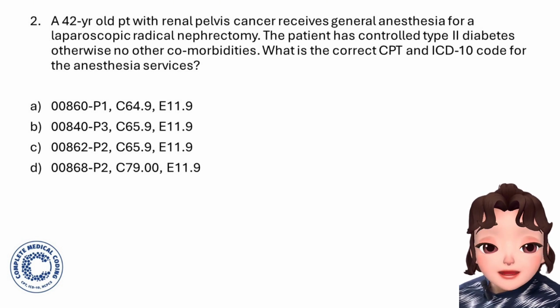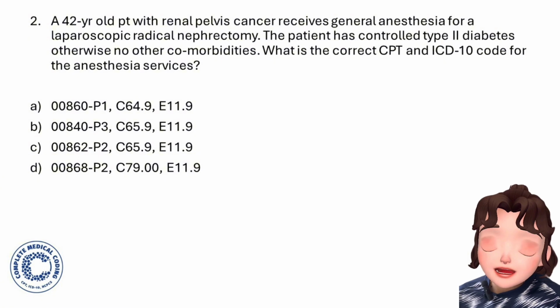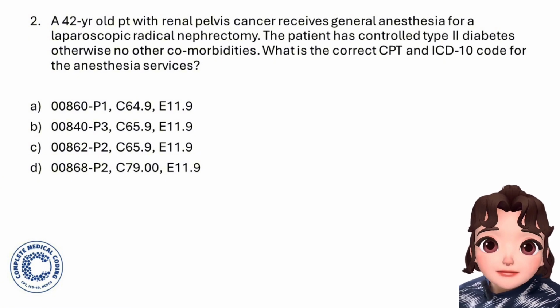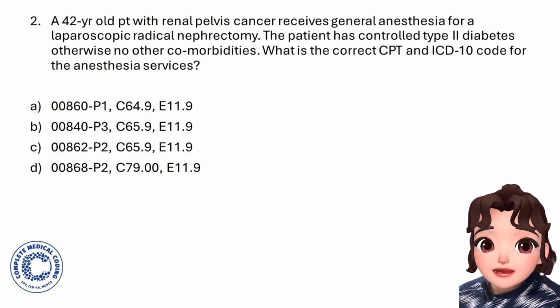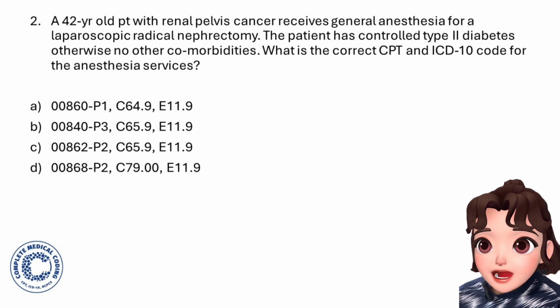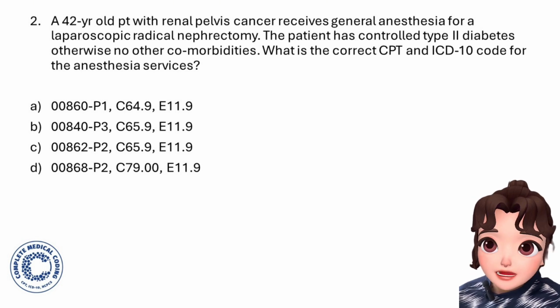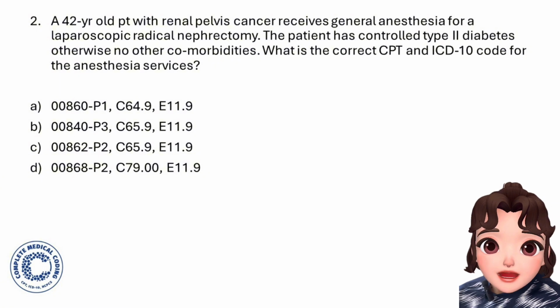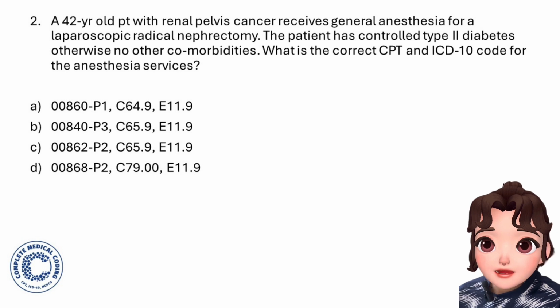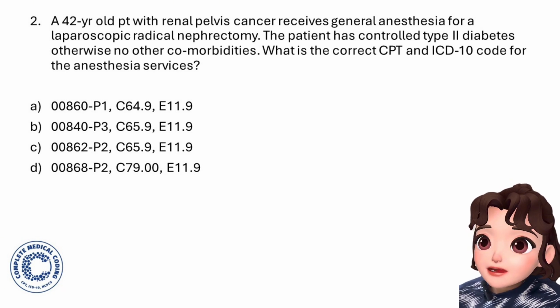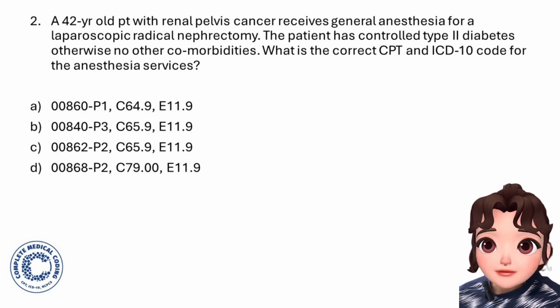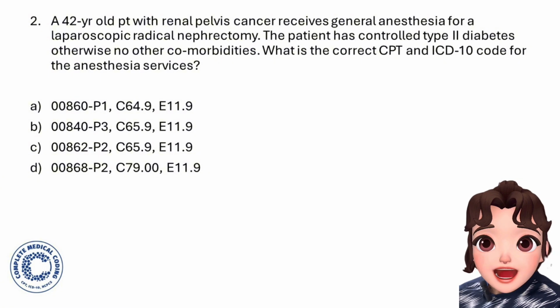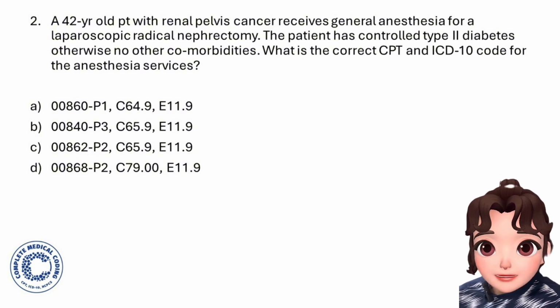Now what does P3 represent? Severe systemic disease. This is not a severe systemic disease, because patient is having type 2 diabetes controlled and no other comorbidities. It's clearly mentioned there, no other comorbidities. So this is not a severe systemic disease. This will be a patient with a mild systemic disease. Okay, so physical status modifier will be P2. So we can go for options C and D, P2.